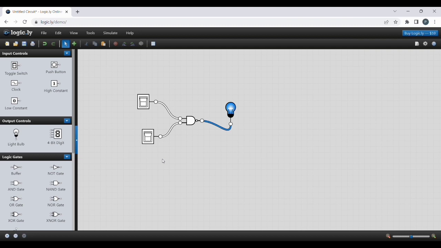NAND gate. When both the inputs are 0, the output will be 1. When any one input is 1, the output will still be 1. When two inputs are 1, the output will be 0.